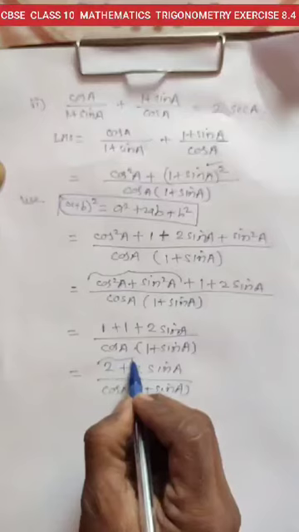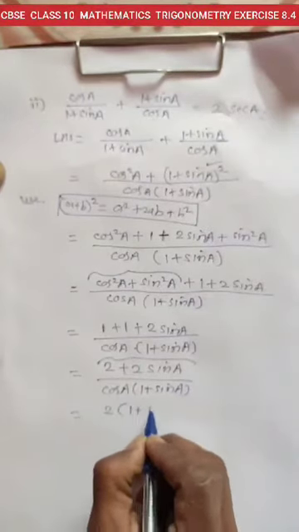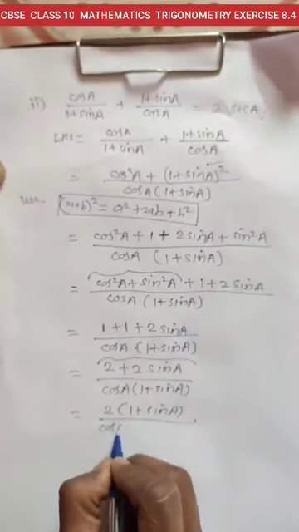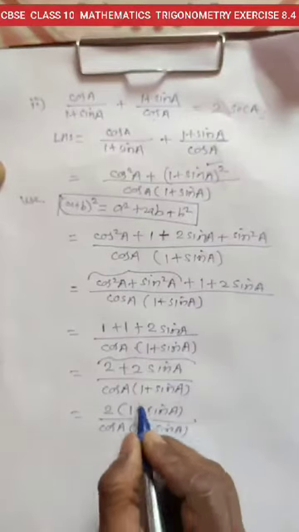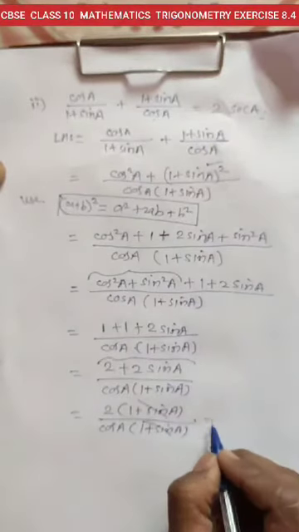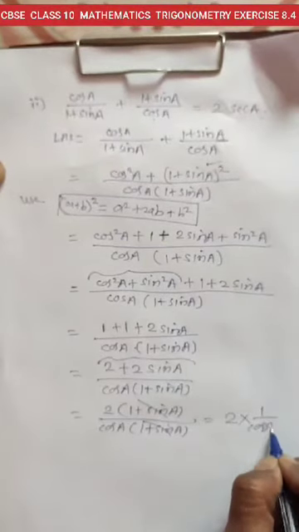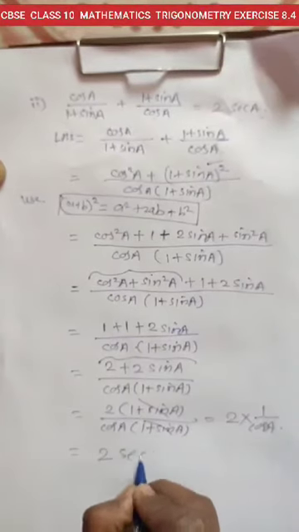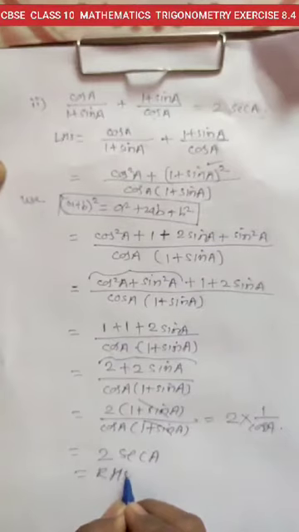So in the numerator the common part is 2. What remains in the bracket is (1 plus sin A) divided by cos A into (1 plus sin A), and this bracket (1 plus sin A) gets cancelled. Here we can write 2 into 1 upon cos A, and 2 as it is, and 1 upon cos A means sec A. This is the right hand side.